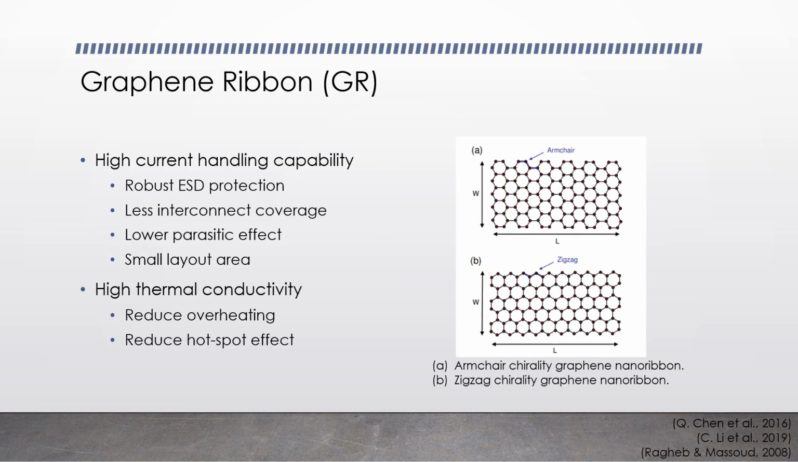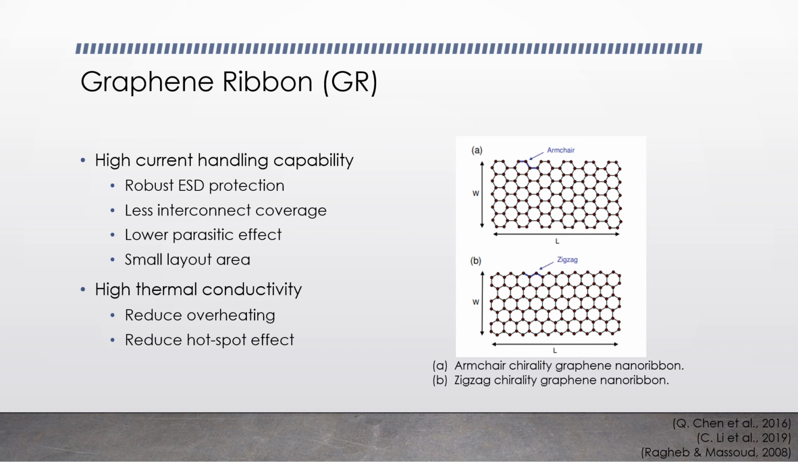The high current handling capability of graphene ribbon makes it not only more suitable for robust ESD protection, but also possible to use much less interconnect coverage, and it can create much lower parasitic capacitance in small layout area, which are critical to advanced ICs nowadays.